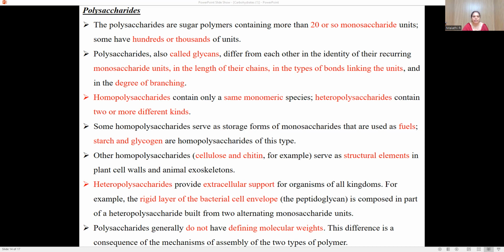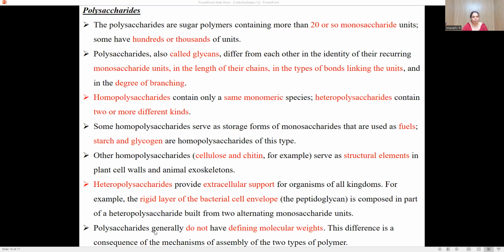In case of homopolysaccharide, we saw it is made of the same monosaccharide units. Whereas in case of your heteropolysaccharide, you will have different monosaccharide units, again linked with glycosidic linkage. And usually, this kind of heteropolysaccharide will be used for extracellular support. You can also see this kind of heteropolysaccharide in your bacterial cell envelope, especially the peptidoglycan layer, which is present in the bacteria cell wall. So this will have heteropolysaccharide units.